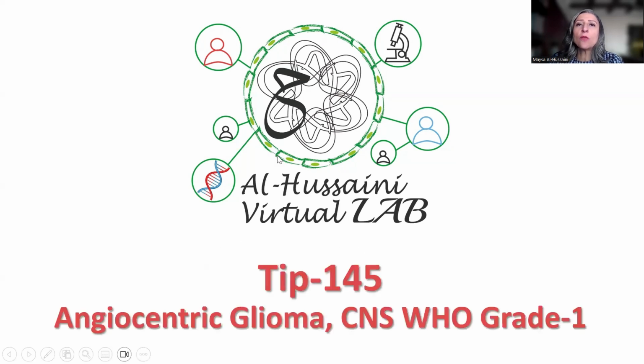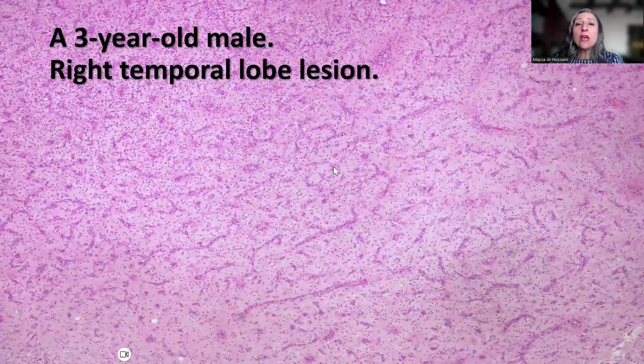What I'm going to be sharing with you today is a nice and typical example of a rare tumor yet very well characterized. This is angiocentric glioma, CNS WHO grade 1. This is a case of a 3-year-old male patient who presented with seizure and was found on imaging to have a right temporal lobe lesion. So the lesion was excised in total.